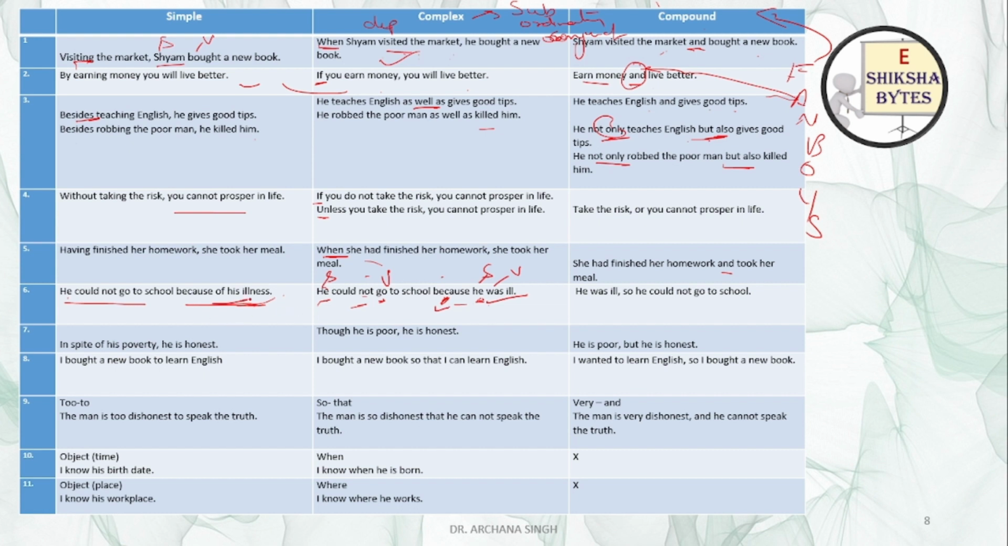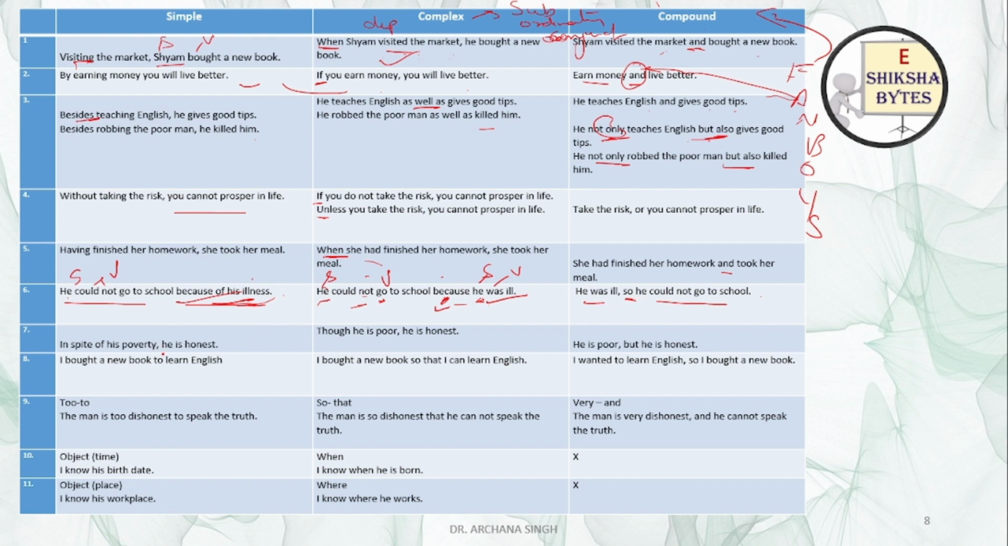Here you don't have a subject-verb combination. So here you have only one subject, one verb combination, and because of illness doesn't have any finite verb and subject combination. Fine. Next is how you can make it compound. He was ill, so he could not go to school. You have to take care of the tenses. If a sentence is in the past tense, please do make it in the past tense only.